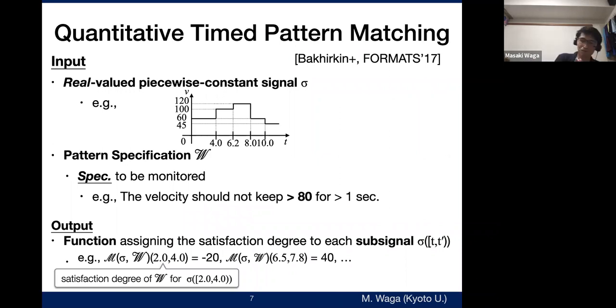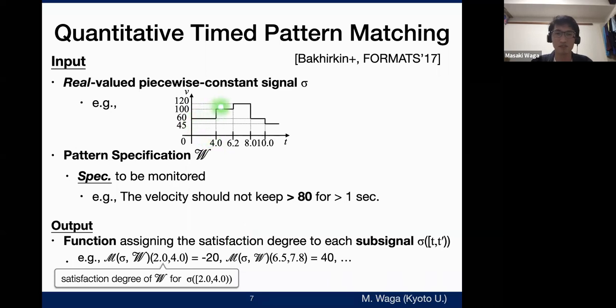So the more precise problem setting for us is something like this. So the input is not an arbitrary signal, but a real valued or rational valued, but piecewise constant signals. So it cannot be a very smooth signal, but each piece of the signal is constant valued. And another important point, from the algorithmic viewpoint, is that because of this piecewise constantness, the possible signal values are only finitely many. There's no infinitely often signal switching here.